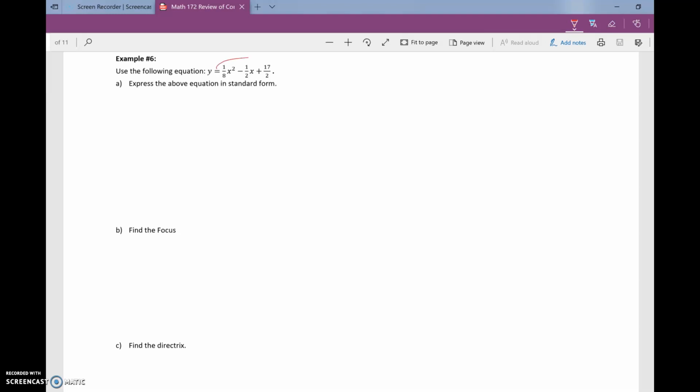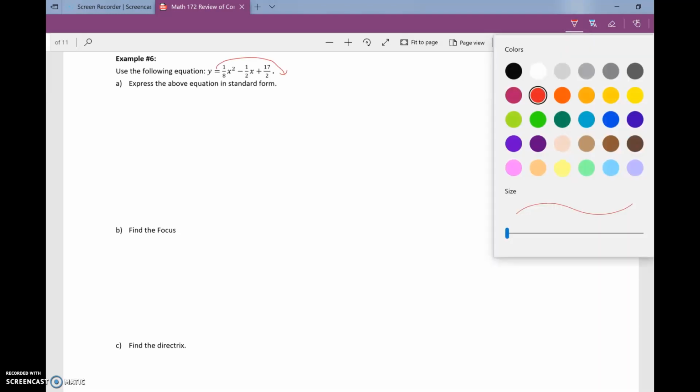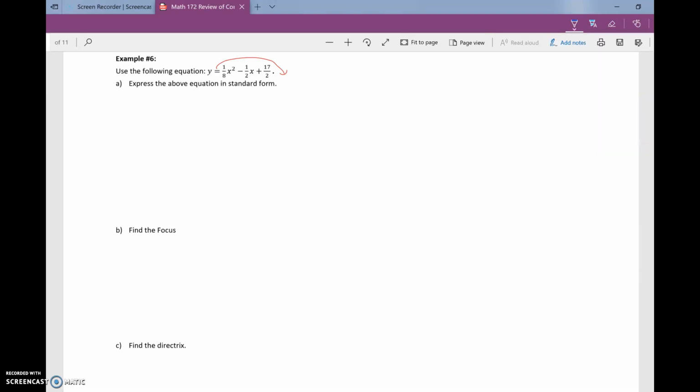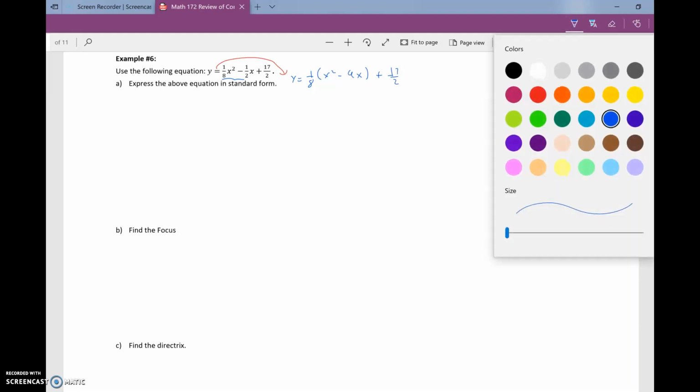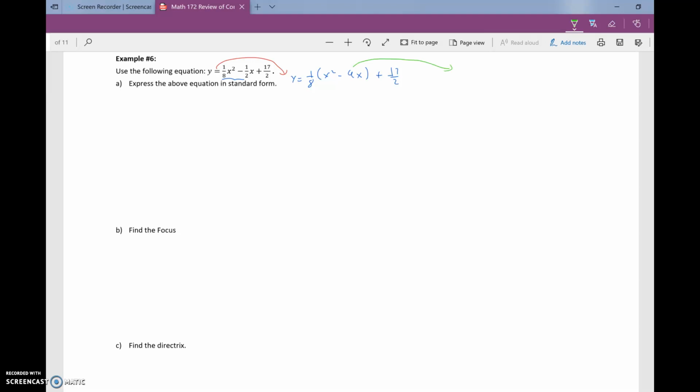In order to do the h comma k form, we need to group the x's. So this is going to be y is equal to 1/8 times x squared minus 4x plus 17/2. And the main idea of standard form is to complete the square. So you're going to have the -4, and this value we're going to divide by 2 and square. So this is just going to be a -2 squared. This is going to be a 4.